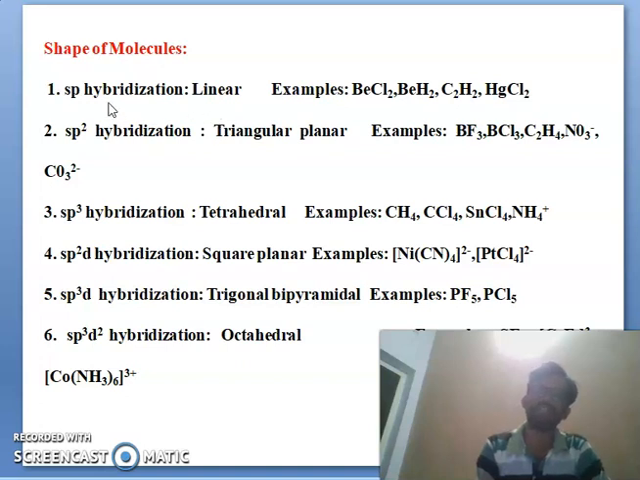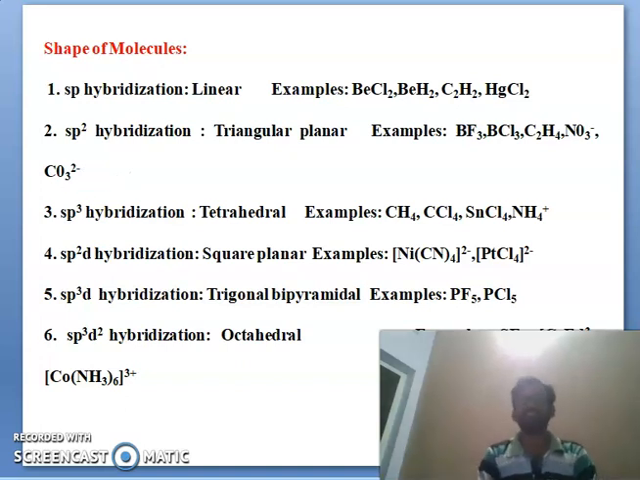What are the shapes of molecules? You can see sp hybridization shows linear shapes. Examples: BeCl2, BeH2, C2H2, HgCl2. Next, sp2 hybridization is trigonal planar. Examples: BF3, BCl3, C2H4, NO3-, CO3 2-.